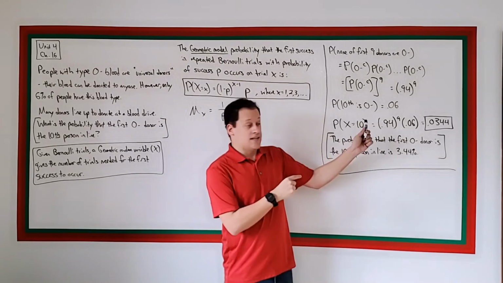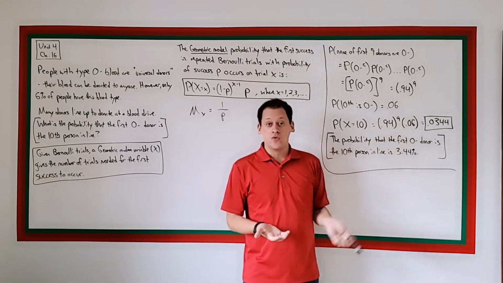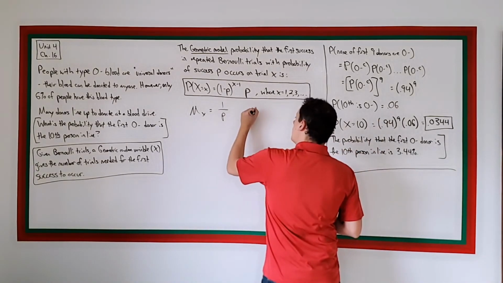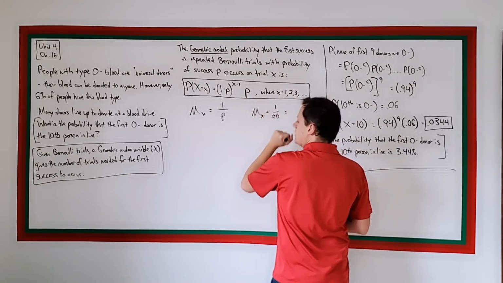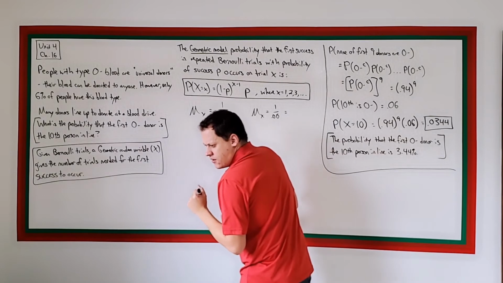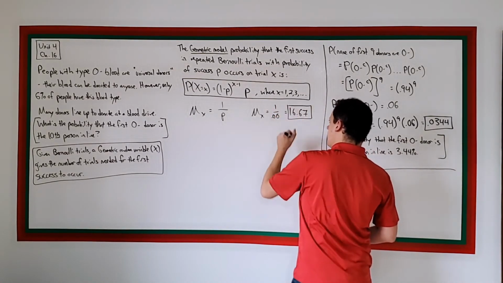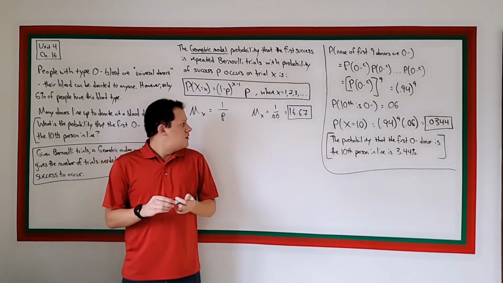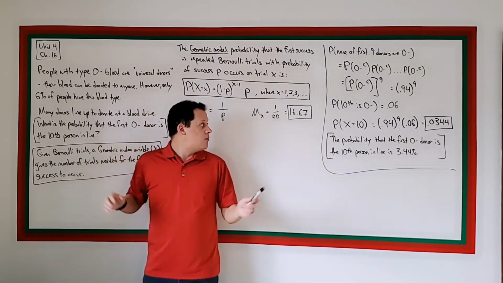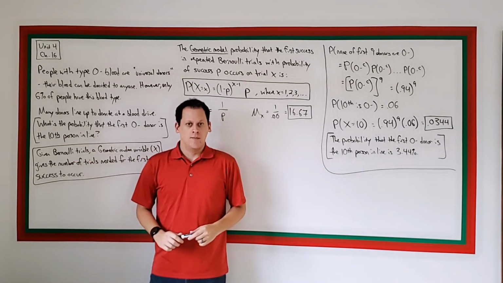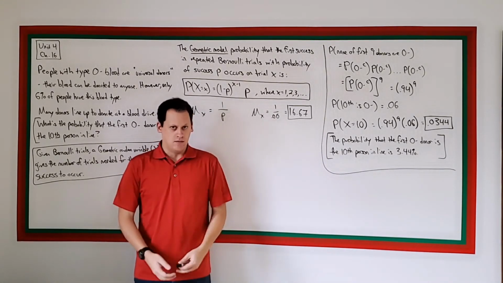So for this example, p, the probability that somebody had O negative blood, was 0.06. So the mean of our random variable here was 1 over 0.06, which is 16.67. So what I'm saying is the mean of the random variable for this setup is 16.67. What is the interpretation of that value? What does it mean?